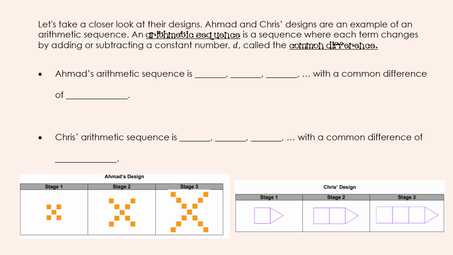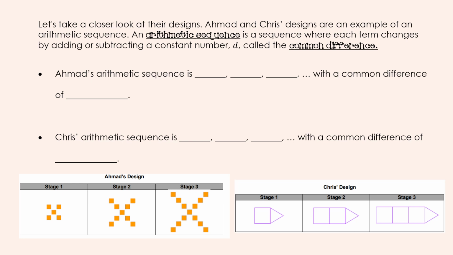So we've been looking at these designs and these patterns with Ahmad and Chris, and also that warm up with the number of dogs. These patterns are called sequences, and specifically they're called arithmetic sequences because from each stage, your term is either adding or subtracting a constant number called the common difference. And we use the letter D to represent the common difference typically. So an arithmetic sequence is a sequence where you add or subtract the same number over and over again.